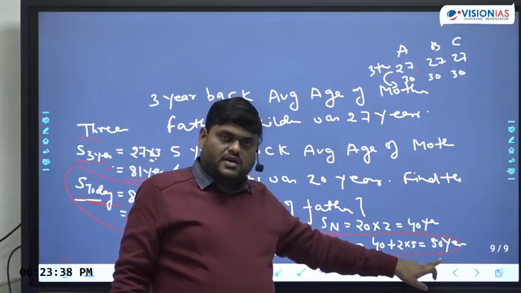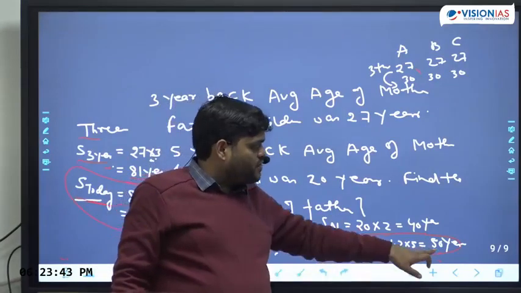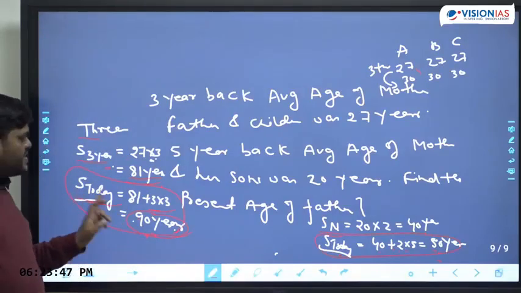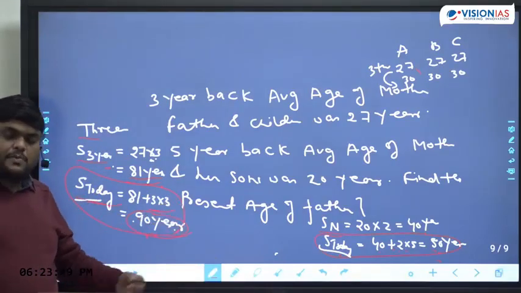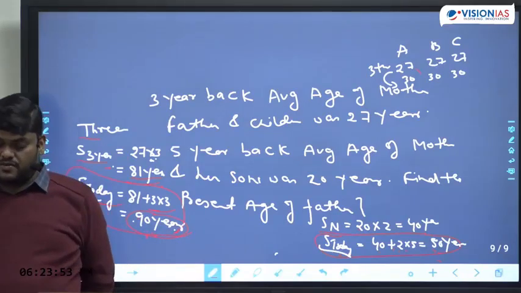Same logic. Okay? So today's sum of mother and her son was 50 and the three-person sum is total 90. So what is the father's age? Definitely the third person's age will be 90 minus 50, that means 40.